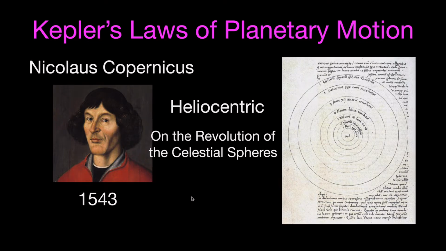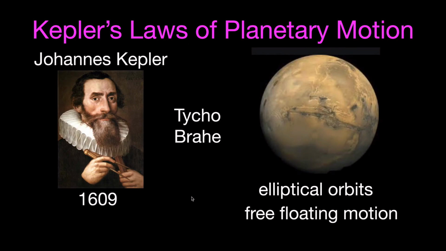After Copernicus, in the early 1600s came Johannes Kepler, who we'll be talking about in this video, and he did a lot of work with the data that was collected by Tycho Brahe. He worked at Tycho Brahe's observatory, and Tycho Brahe collected a lot of information on the orbit of the planets, but he couldn't put it all together into a system, and Kepler was the one who put it all together, and he studied the orbit of Mars primarily.